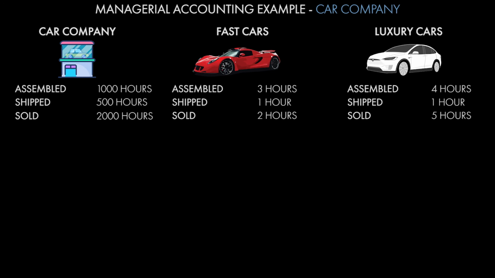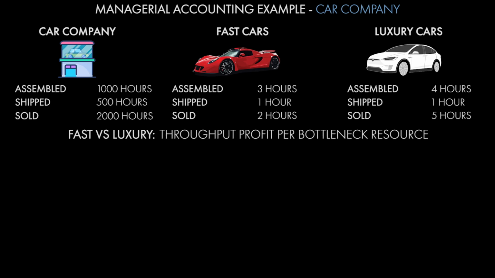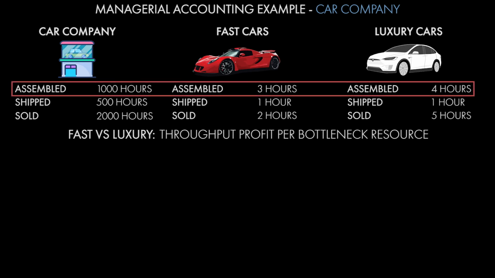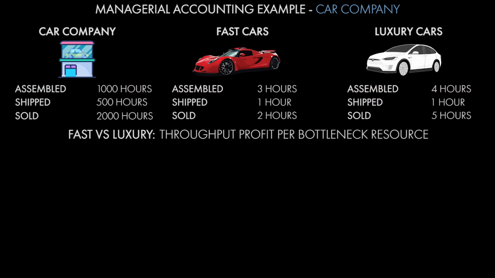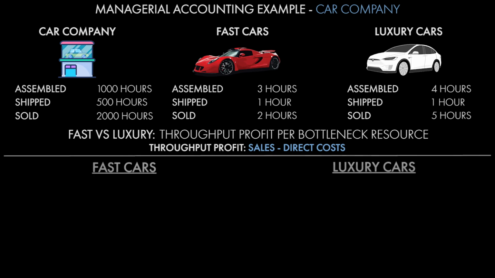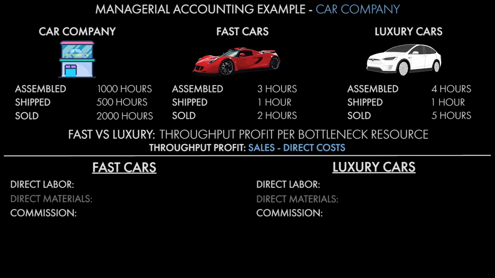Now we need to understand how many fast versus luxury cars to make. We can do this by looking at throughput profit per bottleneck resource. Remember, the bottleneck resource for both the fast and luxury cars was assembly hours. So let's dive into this process right now. Remember, throughput profit is just sales minus direct costs. So what are our direct costs for both the fast and luxury cars? In our situation, direct costs are going to be direct labor, direct materials, and sales commission.